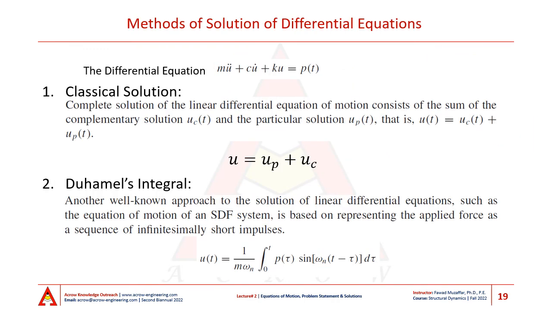Having established the equation of motion of a dynamically vibrating system, we need to solve this equation of motion to get our response prediction for the system. And so the differential equation that we have formulated is m u double dot plus c u dot plus k u is equal to pt, being the externally applied force as a function of time t.